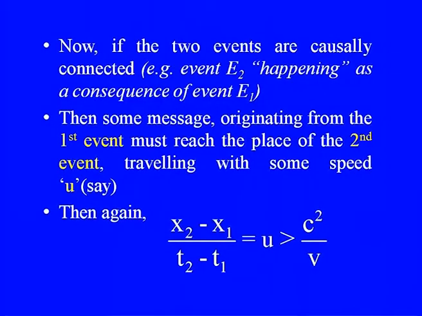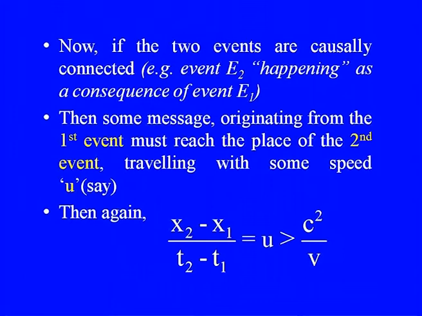So in a sense, some message has been passed, in this case an example of two events which are causally connected. Some message which is originating from the first event reaches the position of the second event, traveling with some speed, let's say some speed u. Then the minimum speed that this u should have is x2 minus x1 divided by t2 minus t1, the difference of these positions and the difference of this measured time. That's the minimum value that u should have.